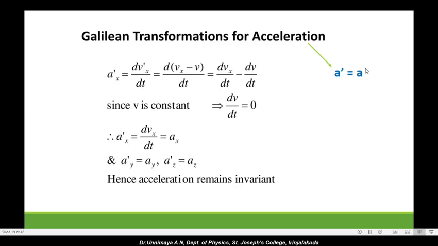Similarly, in terms of coordinates, we represent the acceleration as Ax prime is equal to Ax, Ay prime is equal to Ay, Az prime is equal to Az. Hence, acceleration remains invariant in all the three coordinates or in all the three directions.